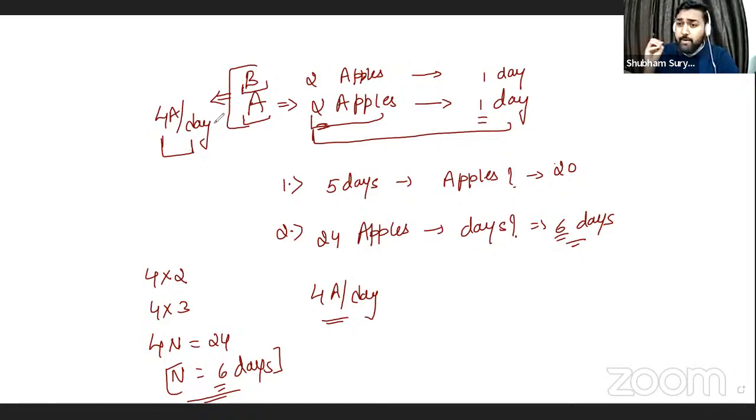So now we need to understand what this efficiency thing is. Efficiency is the amount of work that is done per hour, or per minute, or per day. Basically, it's the amount of work done in a unit time interval. When I say a unit time interval, it could be an hour, a minute, or a second as well.